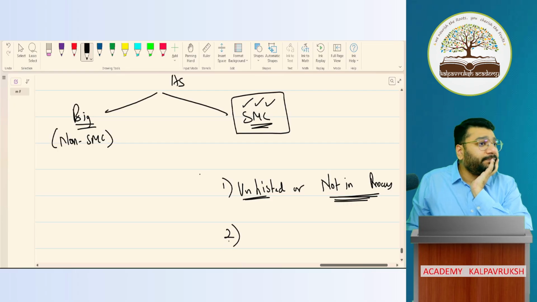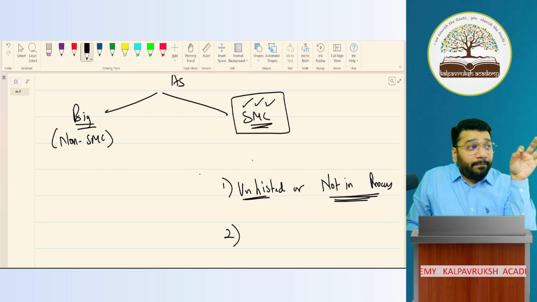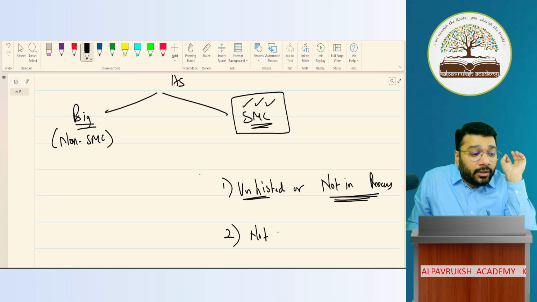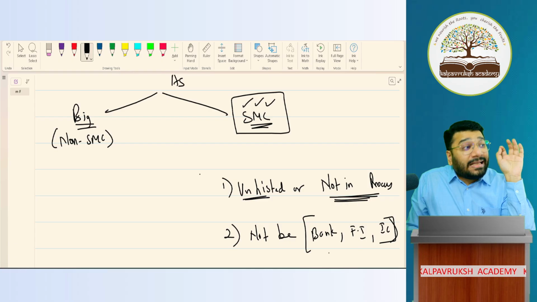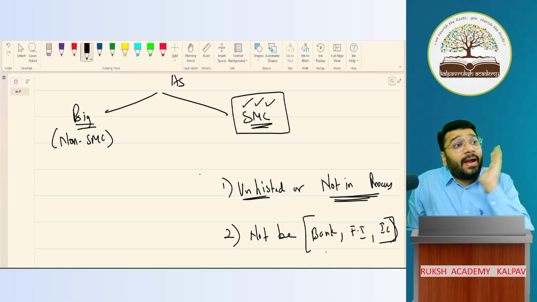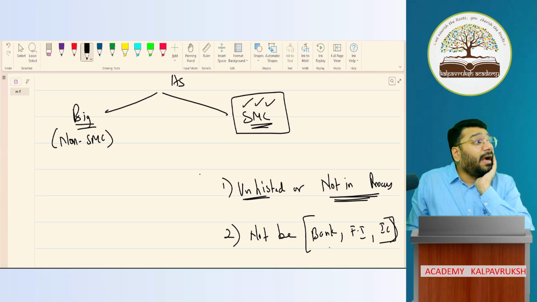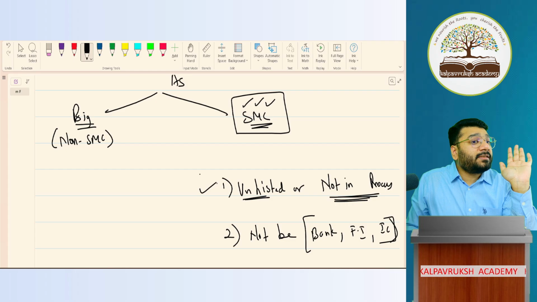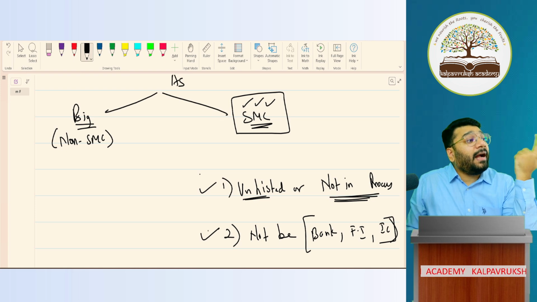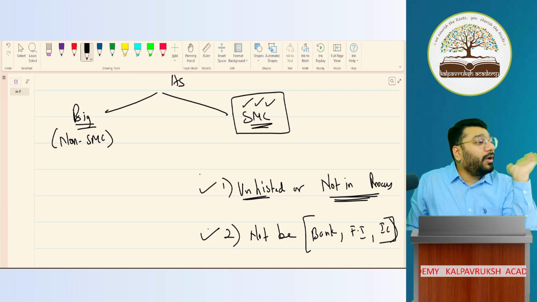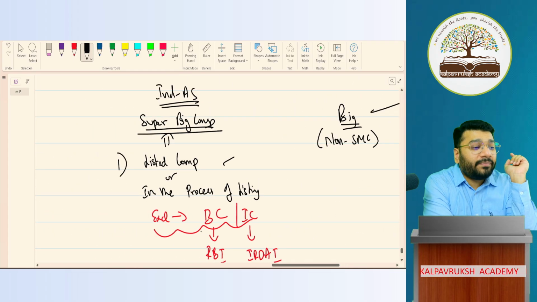Second condition is what? This company should not be a bank or financial institution or insurance company. None of these should be there. So let me take XYZ Bank, unlisted. As per the first criteria, it is SMC, satisfied. But since it is a bank, can I continue further? No. So automatically the unlisted bank will go where? To non-SMC, because banks are excluded from Ind AS.